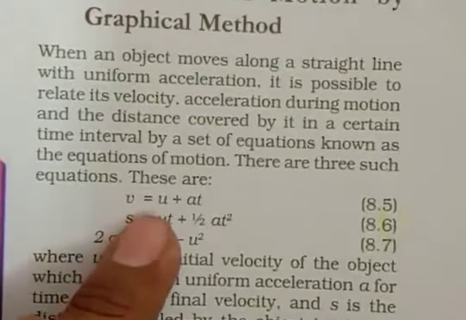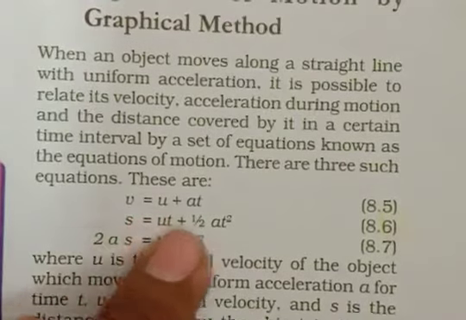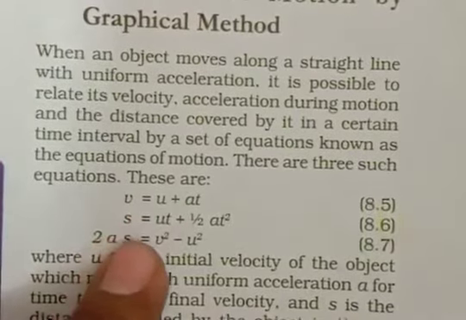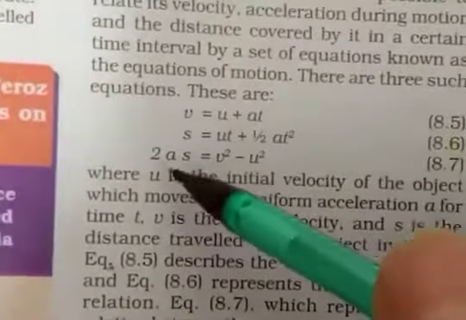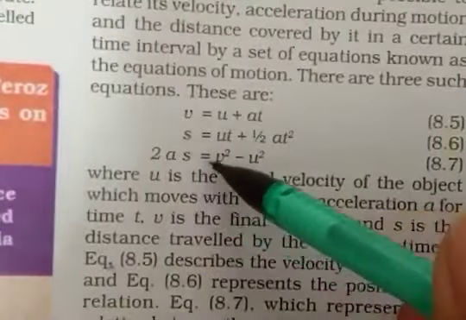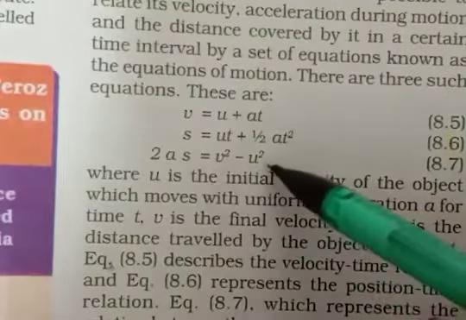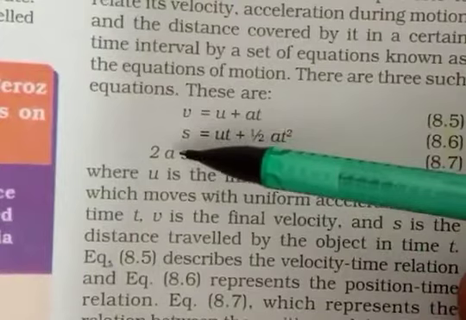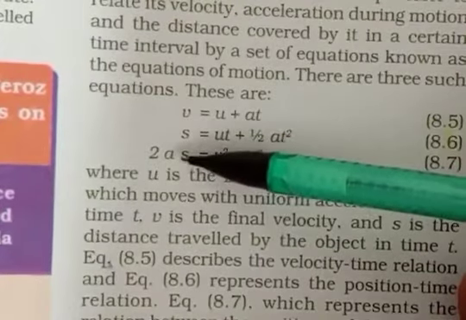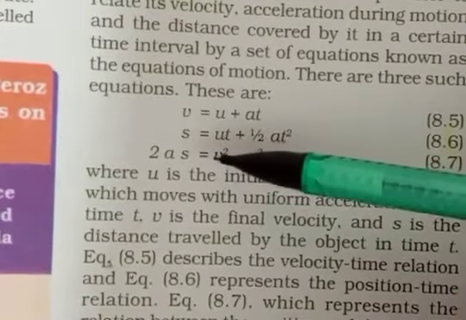जो फर्स्ट इक्वेशन था वो v से स्टार्ट होता था, दूसरा इक्वेशन है s. The third formula is 2 into a into s is equal to v square minus u square. What is s over here? s is the distance traveled by the object.